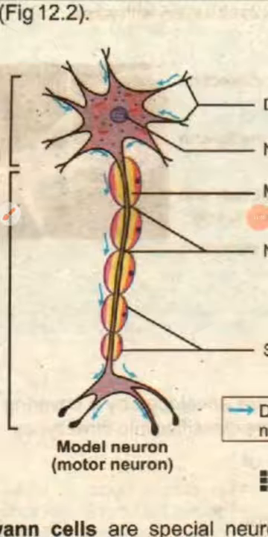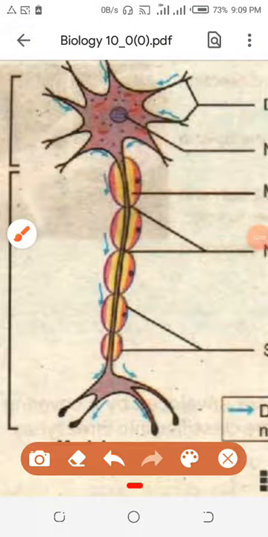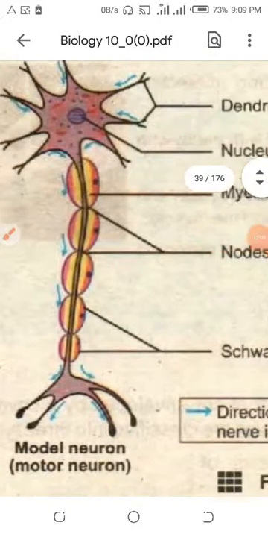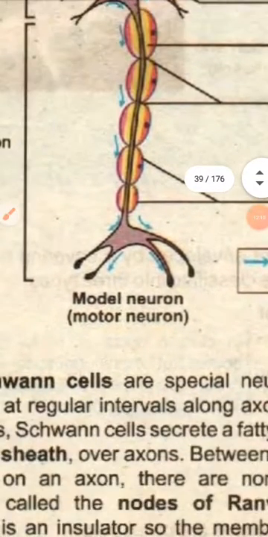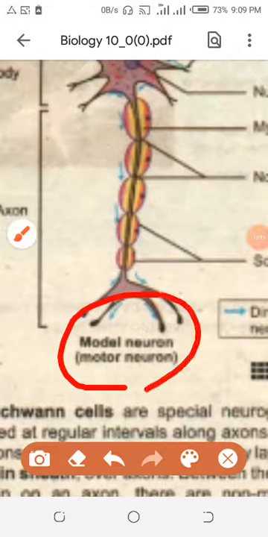One thing I will tell you: this neuron which is shown is a motor neuron. What is the function of the motor neuron? I told you in the last lecture. You recall the lesson. This is a motor neuron. So the motor neuron conducts the message from the CNS to the effectors.